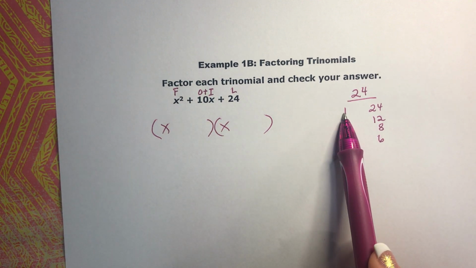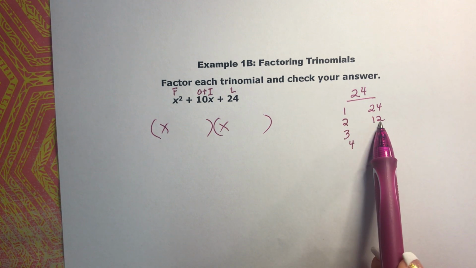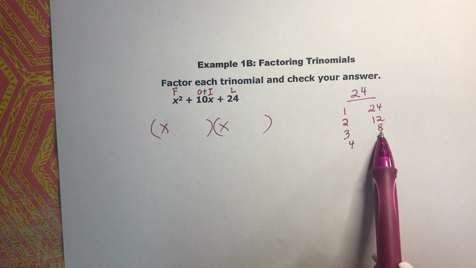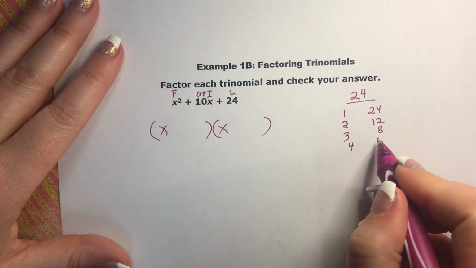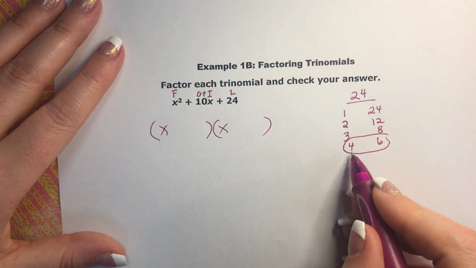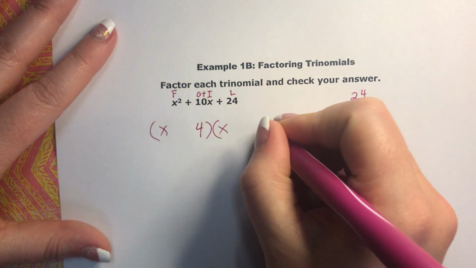So 1 plus 24, that's 25, that's not it. 2 plus 12 is 14, that's not it. 3 plus 8 is 11, that's not it. 4 plus 6, that's 10. Oh, we got it. So 4 plus 6. One of these is going to be your outside, one's going to be your inside, it doesn't really matter. I'm just going to put 4 and 6.